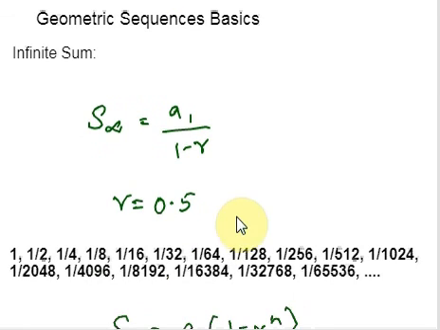These are the key basics in this topic. You should know the formula for the sum, partial sum, infinite sum. You should know what is meant by common ratio. Hope you're clear with these basics.